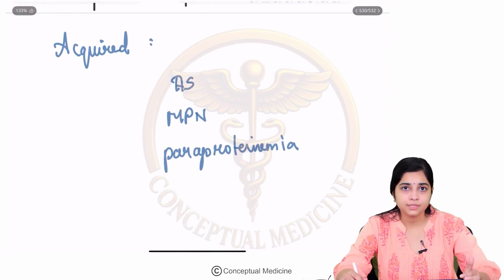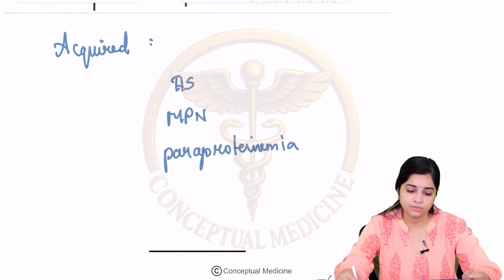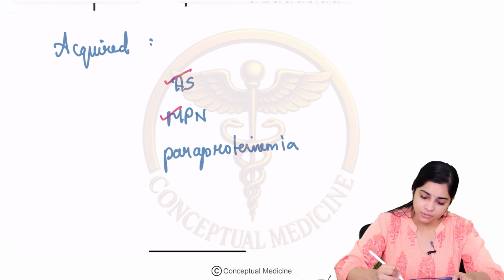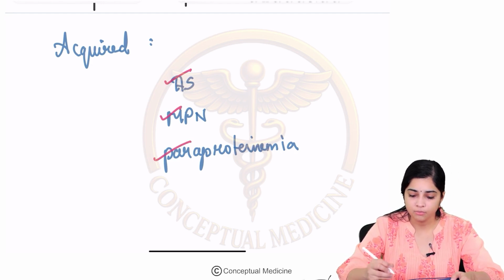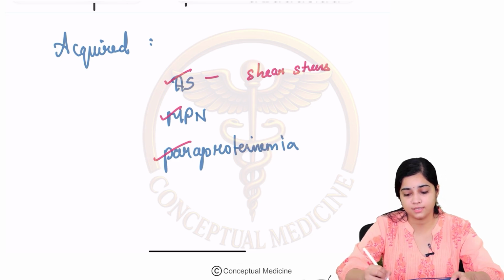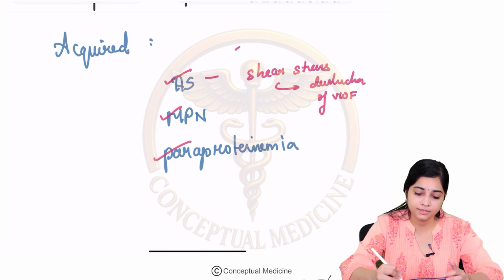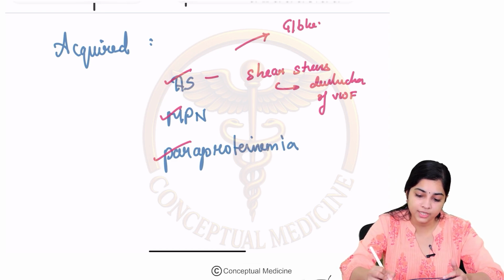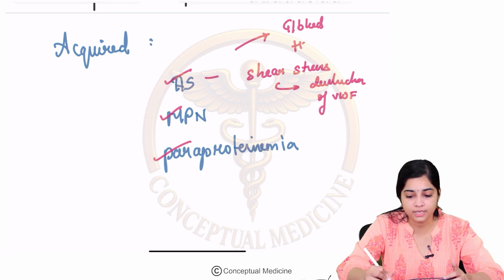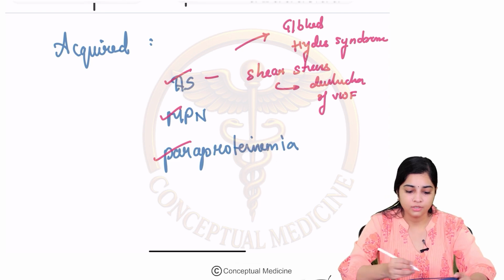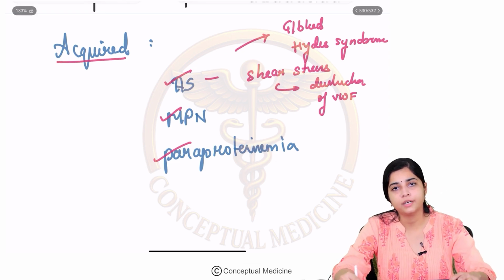Now, you have to remember that there are certain important acquired causes for von Willebrand disease. So this includes aortic stenosis, myeloproliferative neoplasms and paraproteinemia. So what happens here in aortic stenosis? Because of the stenosis, there is a shear stress that is created, which causes destruction of the von Willebrand factor, and hence they can present with bleeds predominantly. There can be a GI bleed, and GI bleed associated with aortic stenosis is called Heyde's syndrome. This is called Heyde's syndrome. Okay, so this is about some of the causes for acquired von Willebrand.